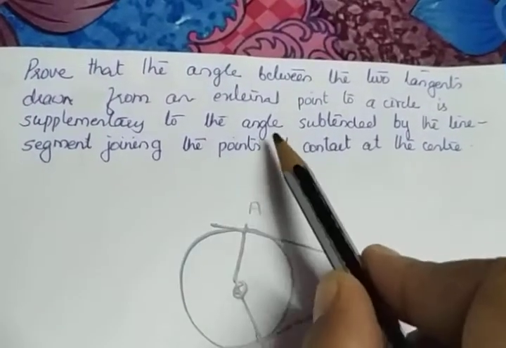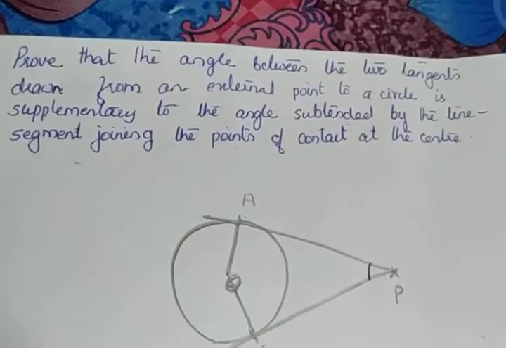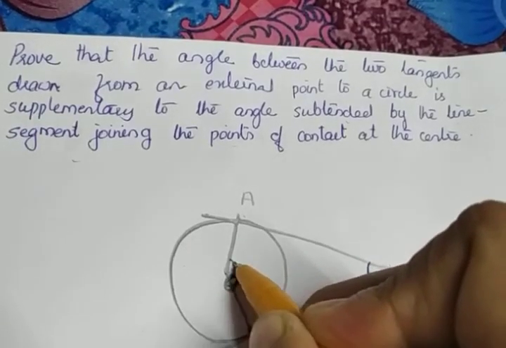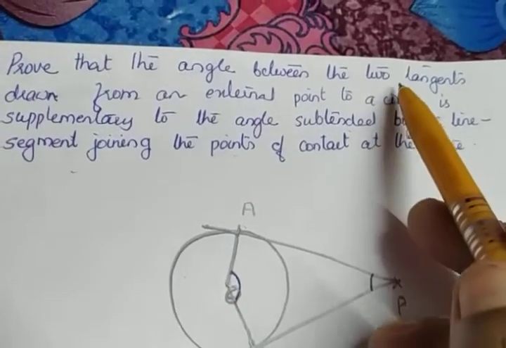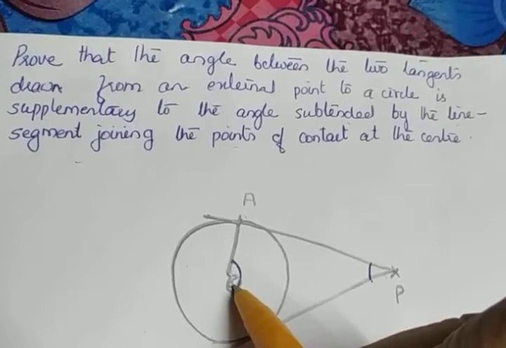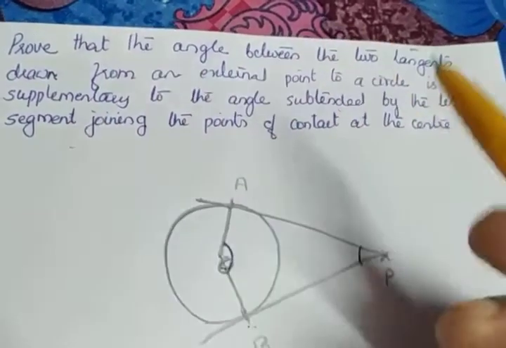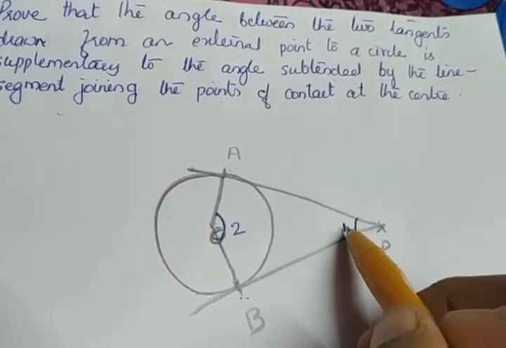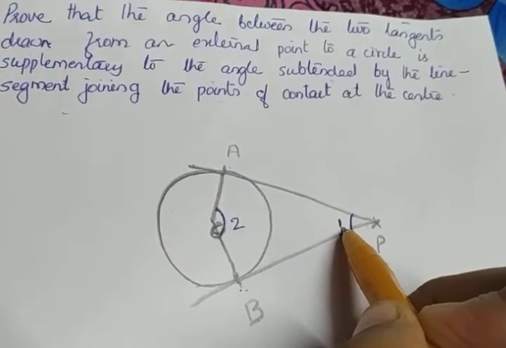Okay, and read the sentence again. Angle subtended by the line segment joining the point of contact at the center. So the question says about this angle, the angle formed by these two line segments. The first angle mentioned is this one and the second angle mentioned is angle O. And what is the question? We have to prove that they are supplementary. If I mark them as 1 and 2, I have to prove these two angles are supplementary. That means the sum of these two angles is 180.